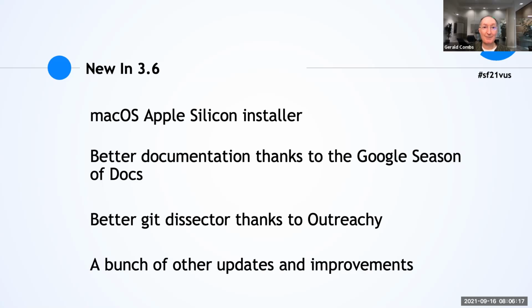We also have better documentation thanks to the Google Season of Docs. Google sponsors this program where they pay technical writers to help improve the documentation for open source projects. We participated last year, and as a result, we have a better user's guide, and that worked out really well. We also were the indirect beneficiary of a program called Outreachy, which helps to promote diversity in open source development. The Git version control system worked with Outreachy, and they sponsored a developer to help improve the Git protocol dissector for Wireshark. And again, that worked really well. I thought that was really cool.